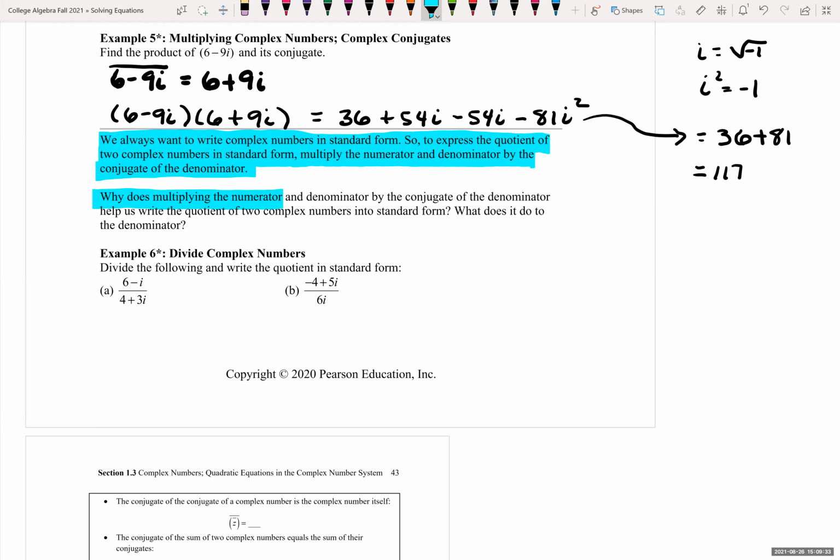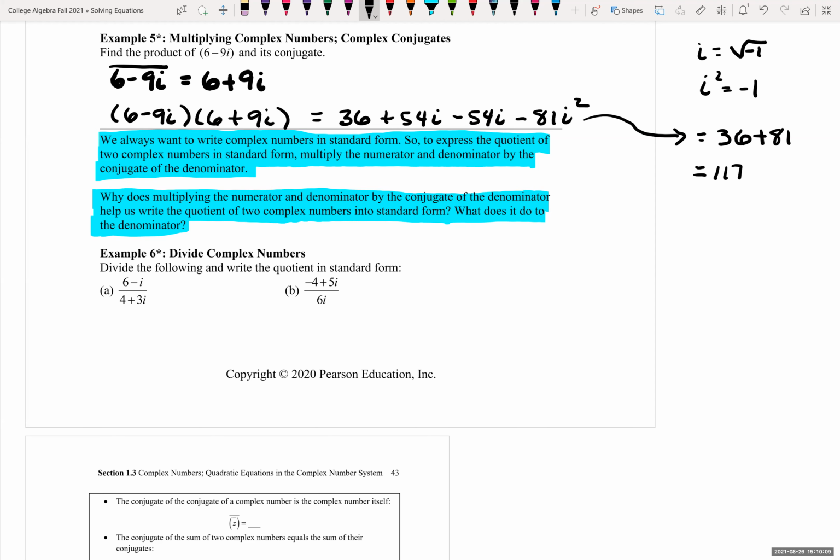So why does multiplying the numerator and denominator by the conjugate of the denominator help us write the quotient of two complex numbers into standard form? And what does it do to the denominator? Well, I kind of just answered that question. When we're multiplying by the conjugate to the numerator and denominator, we're multiplying by this fancy one, right? And multiplying by the conjugate of a complex number gives us back a real number. So that kind of undoes the imaginary part.